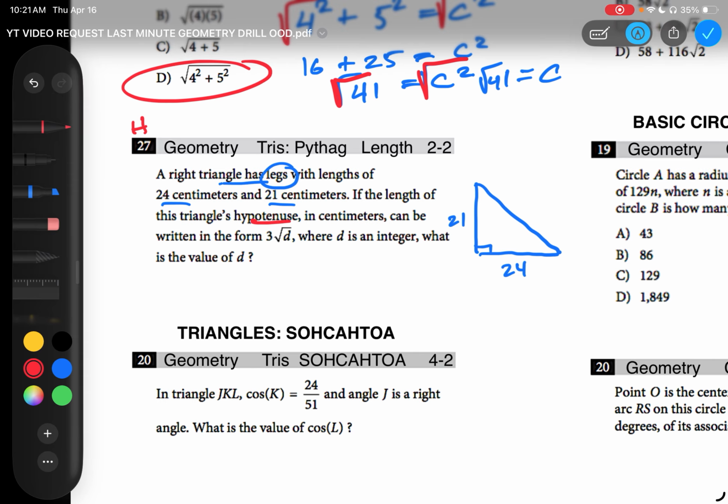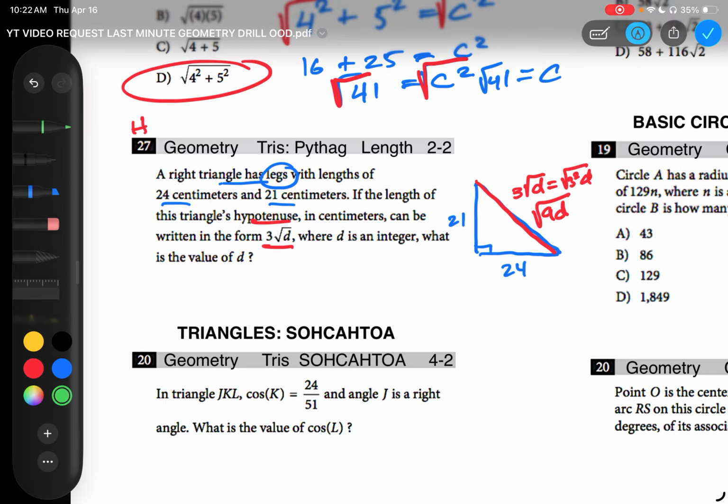Now, if the length of the triangle's hypotenuse in centimeters can be written in the form 3 rad d. Let me write that, 3 rad d. They're telling us that the hypotenuse is equal to 3 rad d. All right, a little basics. Where did that 3 live before? It lived inside the radical as 3 squared. So inside the radical, it's going to be actually 3 squared times d, which is radical 9d. All right, so 3 rad d is the same as radical 9d. We're clear? Here's where they take easy concepts and squish them into a hard question. That's what makes it hard.